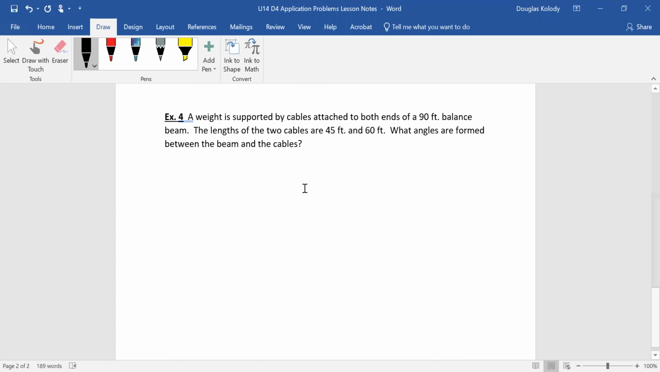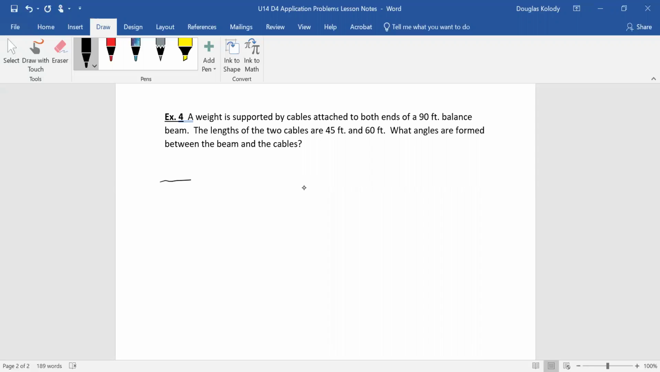A weight is supported by cables attached to both ends of a 90-foot balance beam. The lengths of the two cables are 45 feet and 60 feet. What angles are formed between the beam and the cable? So we're finding two angles here.